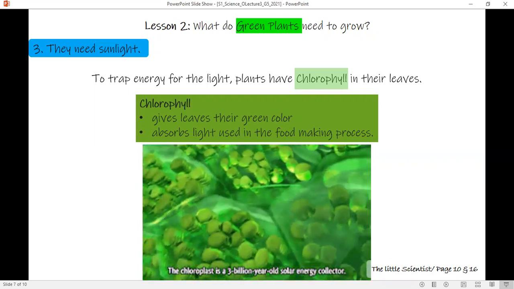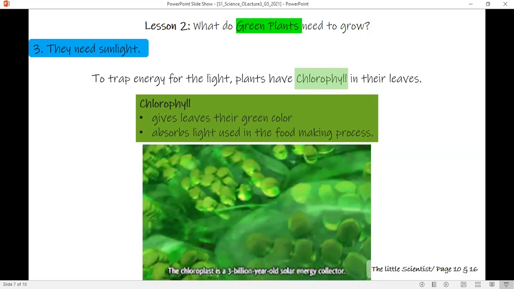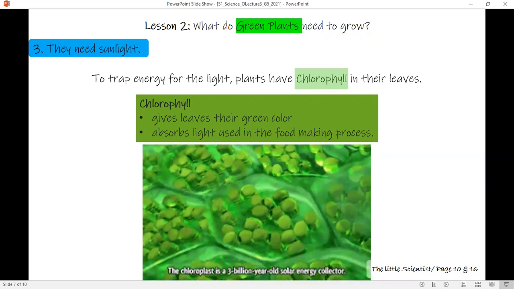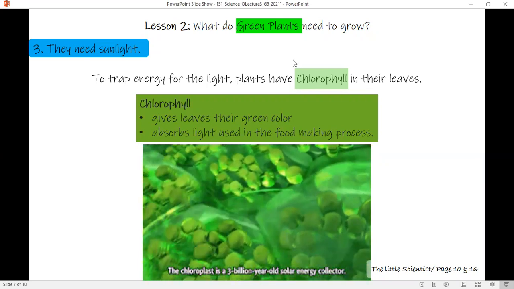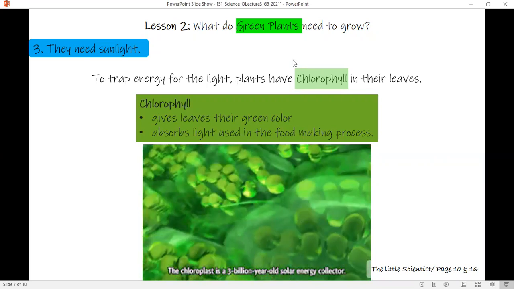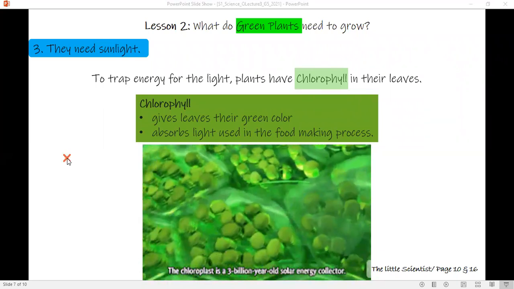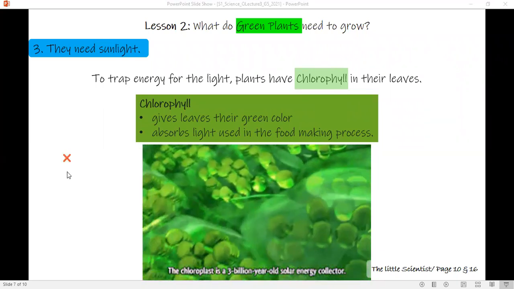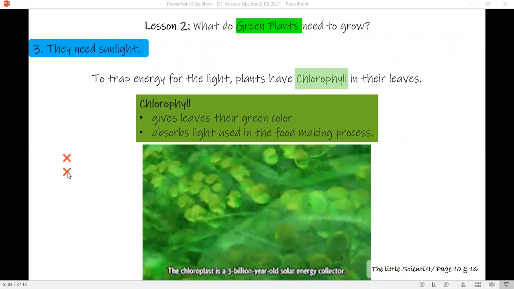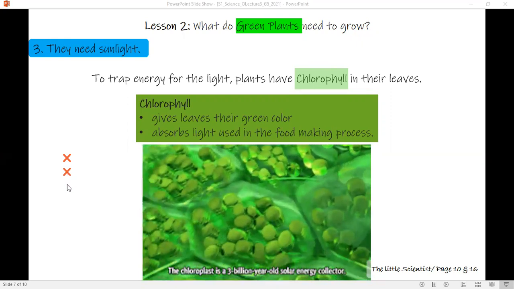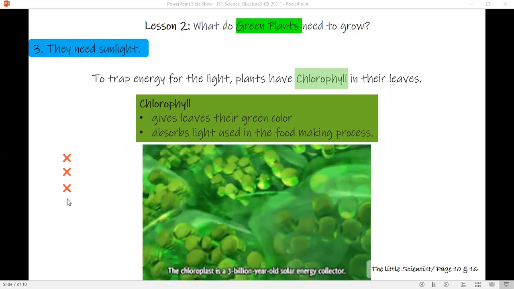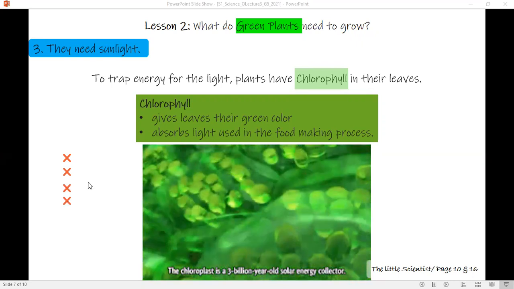This is why I keep telling you that the plant needs to be green to go through photosynthesis. Let's imagine a plant that is not green. Does it have chlorophyll? No. Can it catch sunlight energy? No. Without sunlight energy, can the plant go through photosynthesis? No. So the plant has no food.